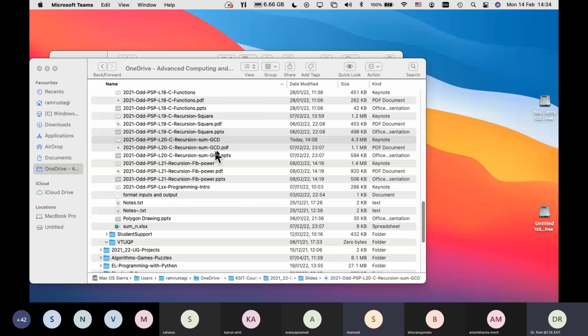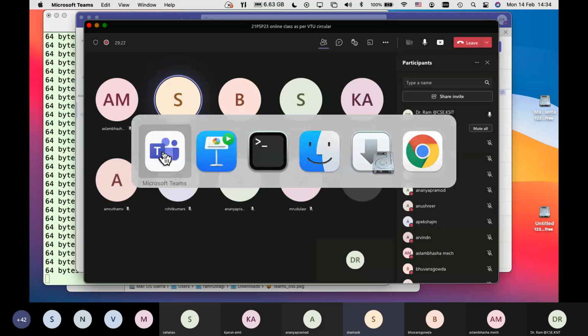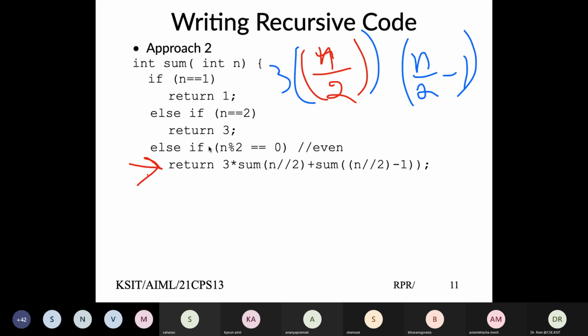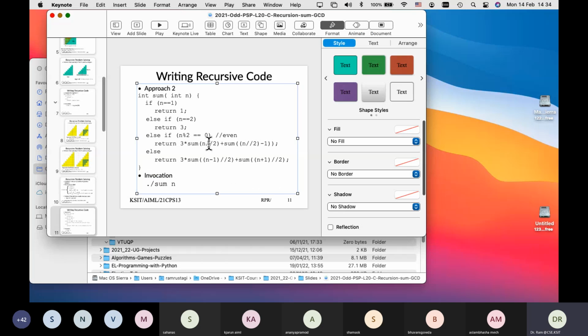3 times S of n by 2 plus S of n by 2 minus 1. Yeah, so it would be 3 times sum of n by 2. Sorry, there were double arrows, so ignore those. It should be single n by 2 and n by 2 minus 1. If it is odd, then I should say n minus 1 by 2. So let me correct that. It should be this.